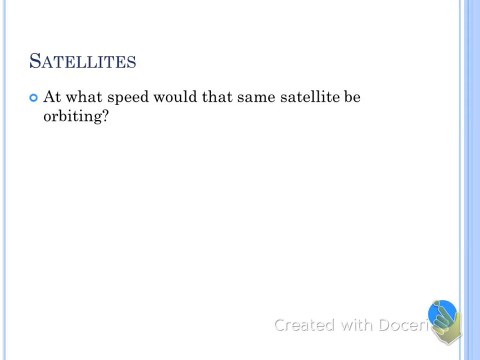Okay, so solve now for the velocity of that same satellite. When you use the radius here, what radius do you think you should use? The first one. Yeah, the first one we found, right? The full one. Not the distance from the center or from the Earth's surface. You need to use the whole thing. So that 4.22 times 10 to the 7th. Make sure you're careful with that.